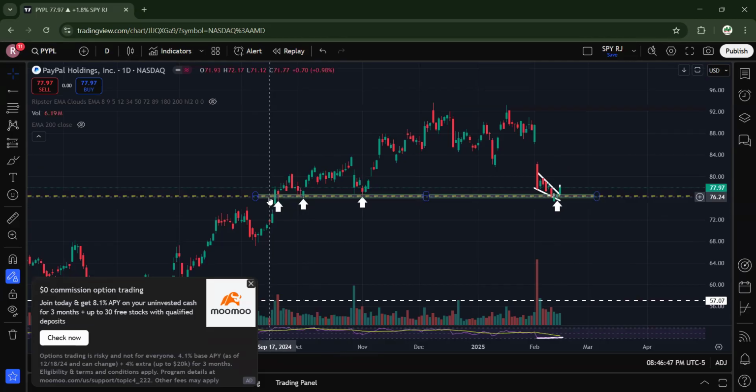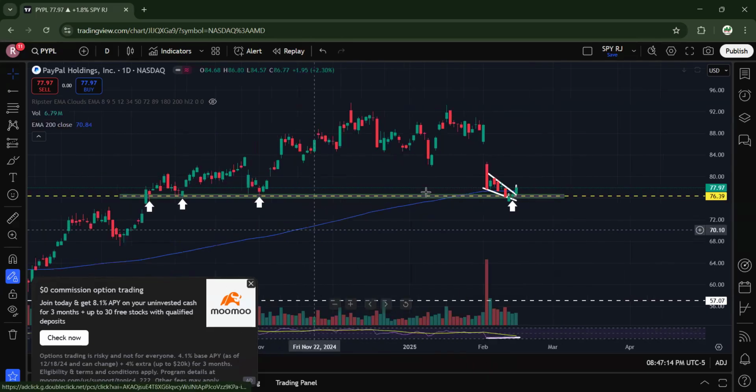And this is in September of 2024, October of 2024, November of 2024. Now we're back here again. But what did it do every time it got right here? Hmm. Let's see if it does it again. I'm taking my chances on it to do it again. Let's also throw in that it just reclaimed the 200 MA.